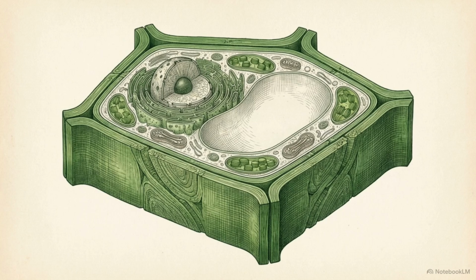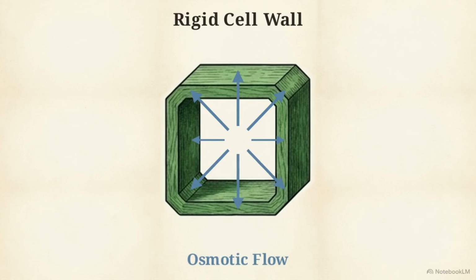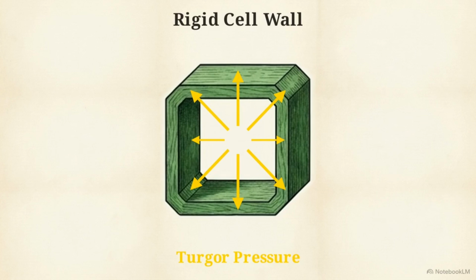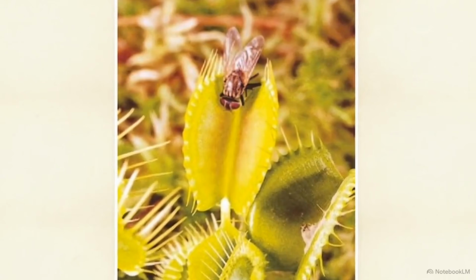Plant cells actively weaponize this physical threat. They evolved rigid cell walls to resist osmotic lysis, converting the inward flow of water into turgor pressure, the mechanical force that keeps the plant stiff and upright. The Venus flytrap manipulates this turgor pressure to perform rapid mechanical work.